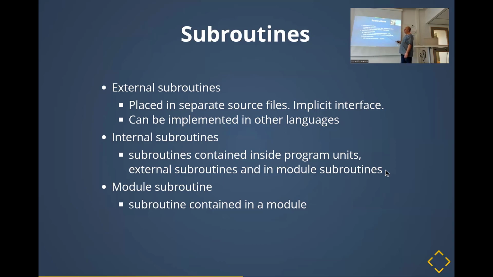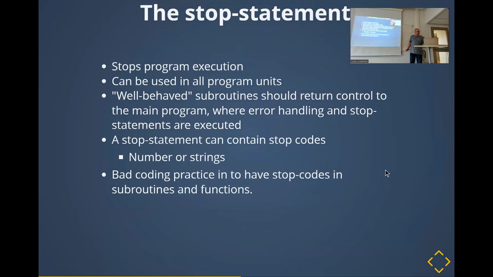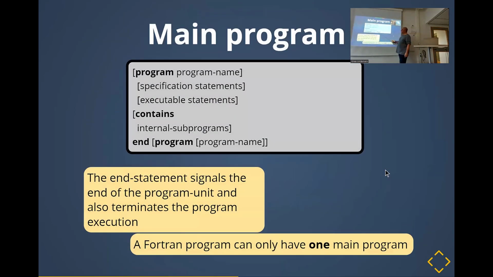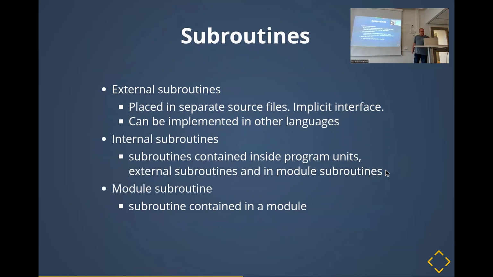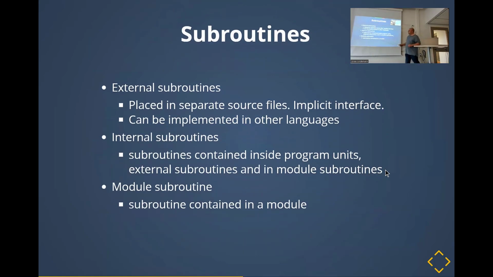So internal subroutines are inside program units, in this contains section here. This is an internal subroutine. You can actually have internal subroutines inside a subroutine as well. So things that you don't want to expose, you can put inside a contains section in the subroutine. All units in Fortran code can have internal subroutines. And then you have module subroutines, which are subroutines contained in a module.